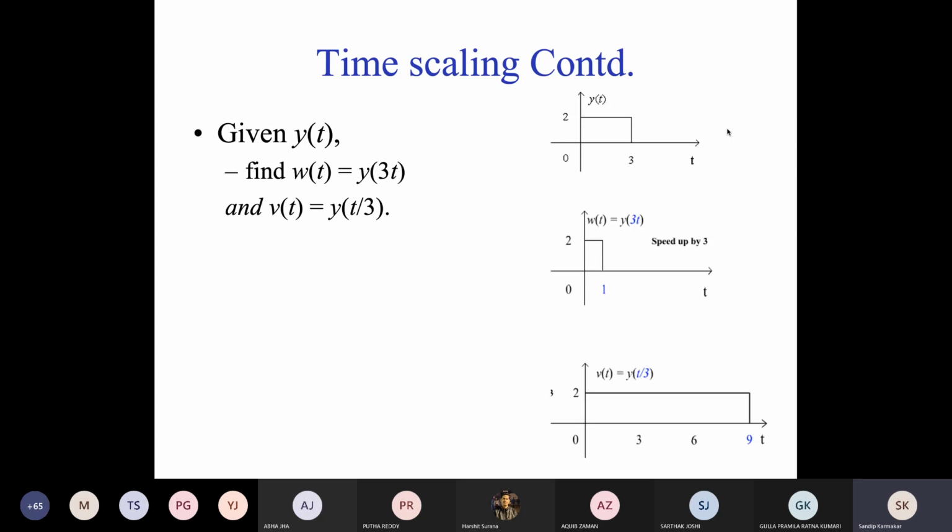On the other hand, if v(t) equals y(t by 3), then its width will become 3 times and your picture will look like that. That is a rectangle of width 9 and height 2.